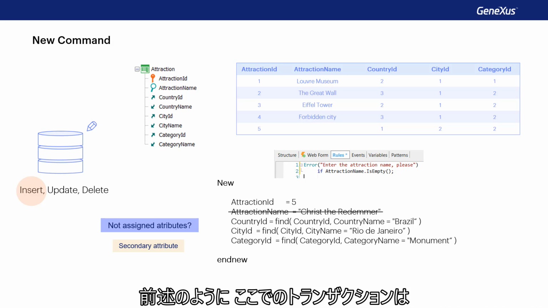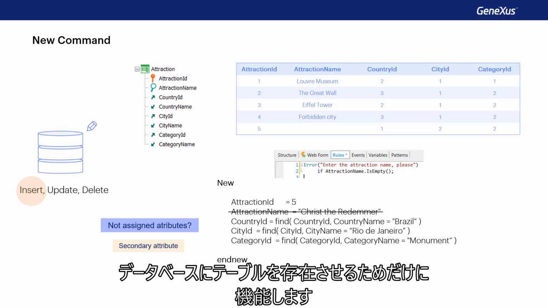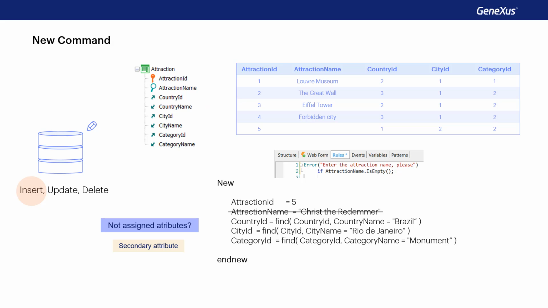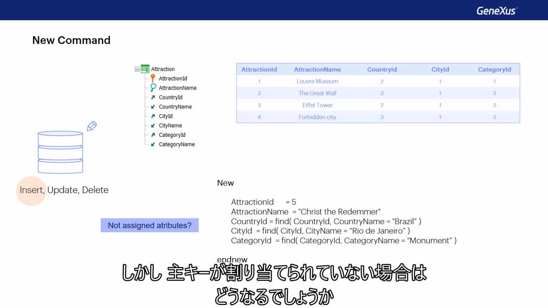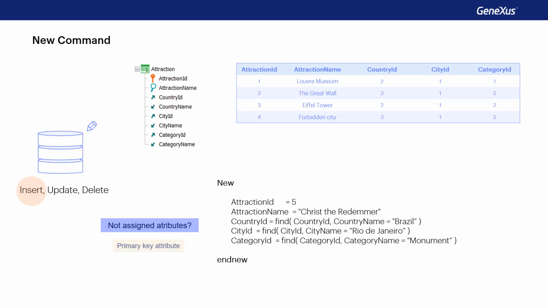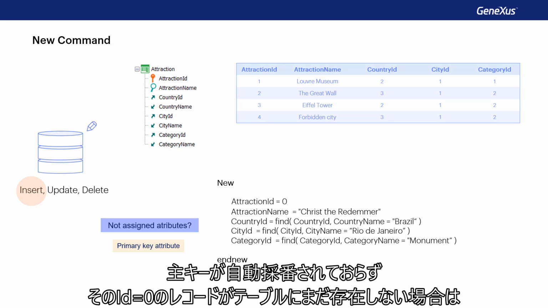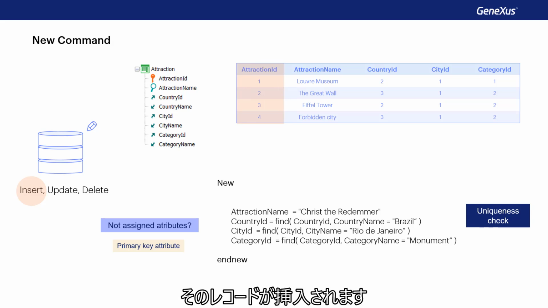As we've said, the transaction here only serves to give existence to the table in the database. This is a first major difference with the insertion through a business component. But what if the primary key is not assigned? An attempt will be made to insert an empty key record, as if we had explicitly assigned 0. If the primary key is not auto-numbered, then if a record with that ID 0 does not already exist in the table, it inserts it.